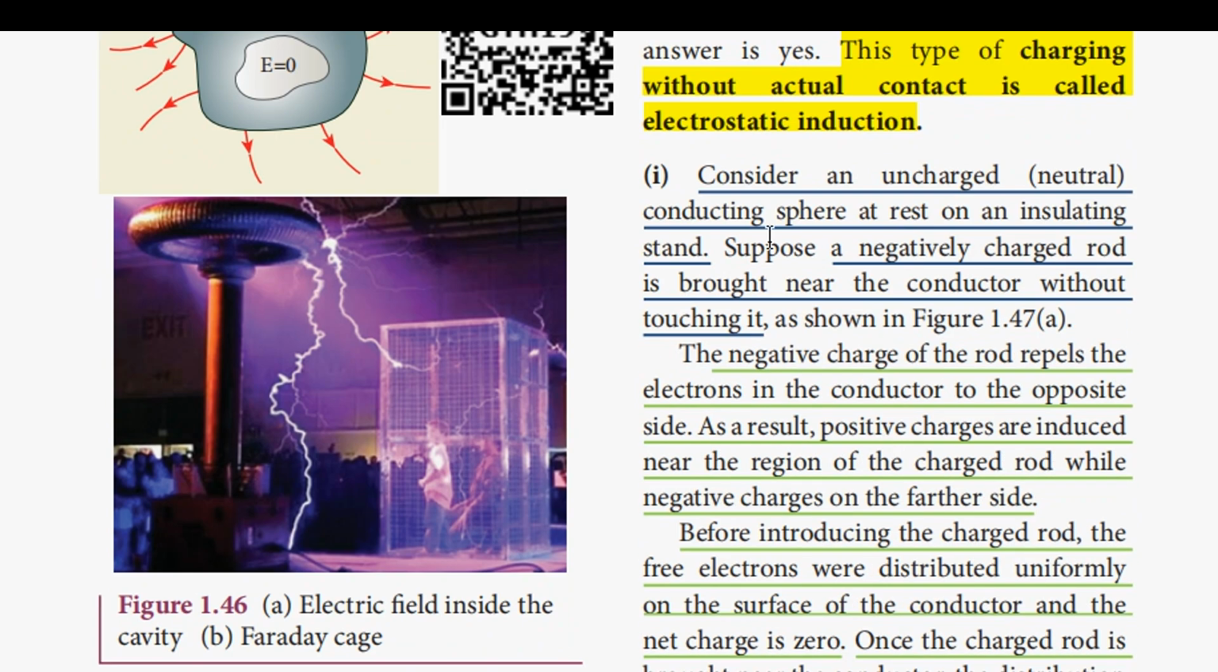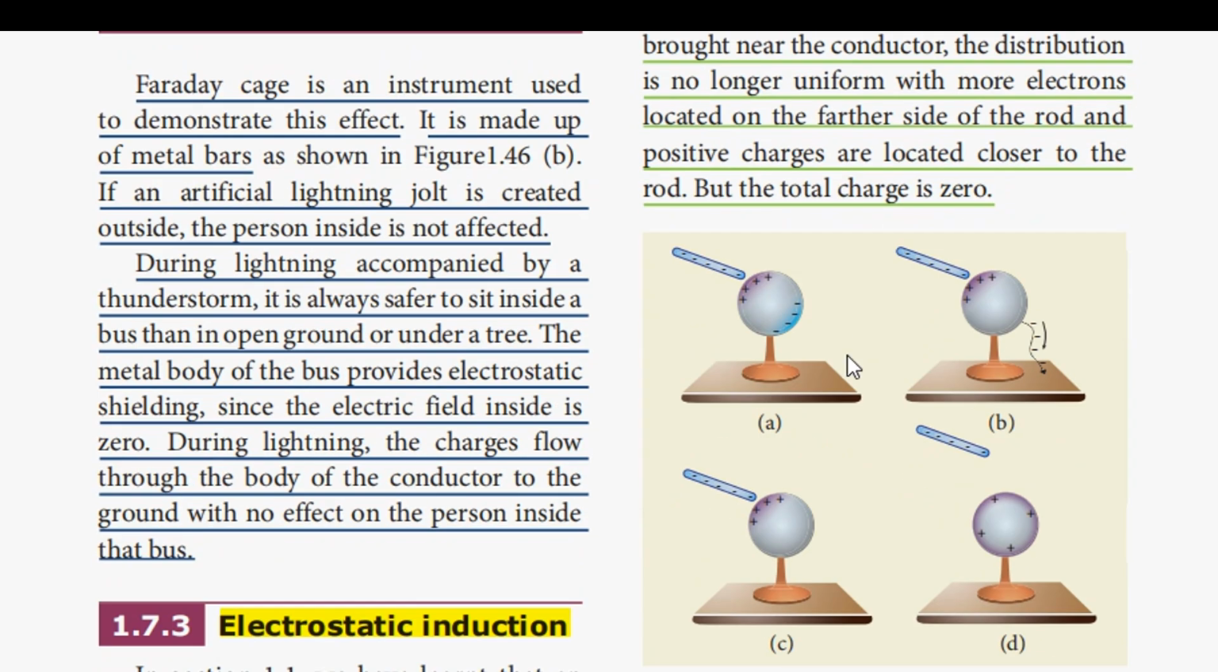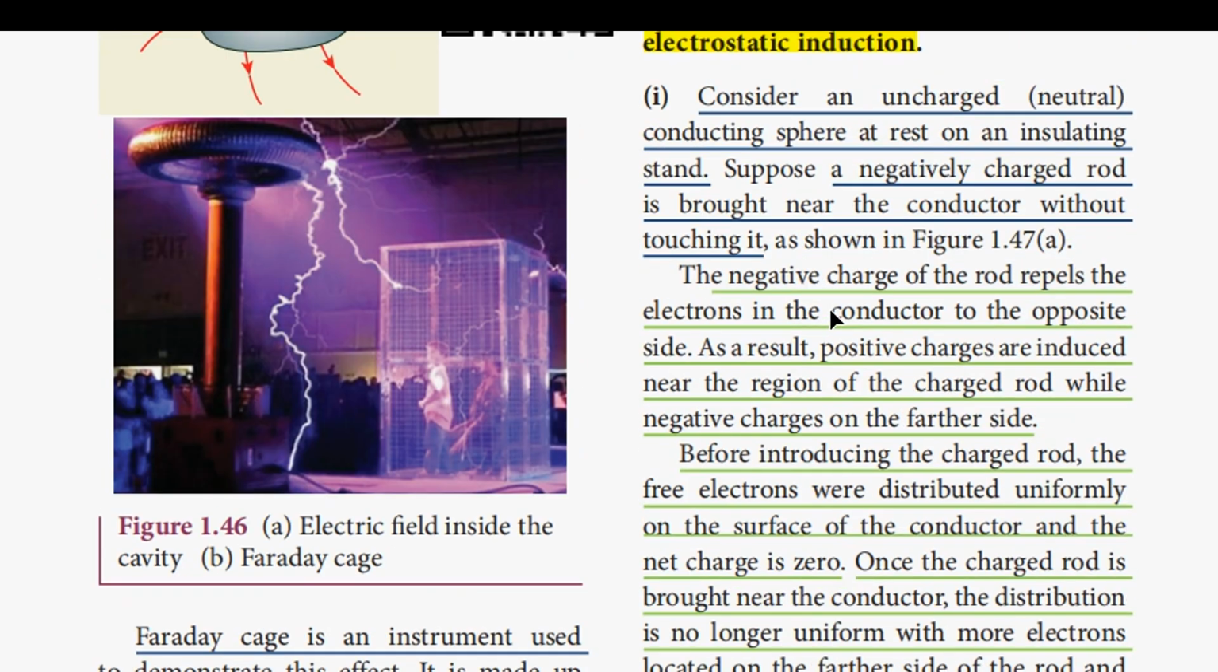Now, let us consider an uncharged conducting sphere at rest on an insulating stand. Suppose a negatively charged rod is brought near the conductor without touching it, as shown in figure 1.47a, like this. The negative charge of the rod repels the electrons in the conductor to the opposite side. As a result, positive charges are induced near the region of the charged rod, while negative charges on the farther side.